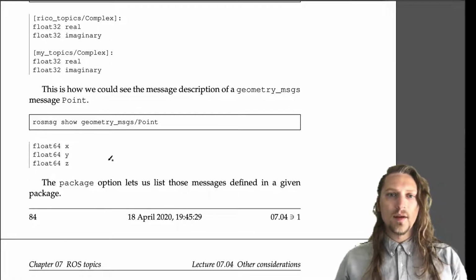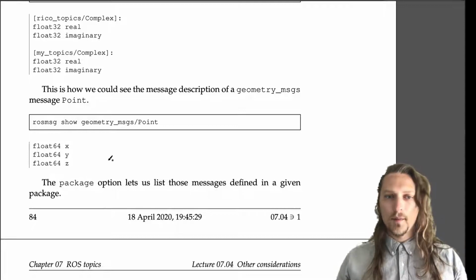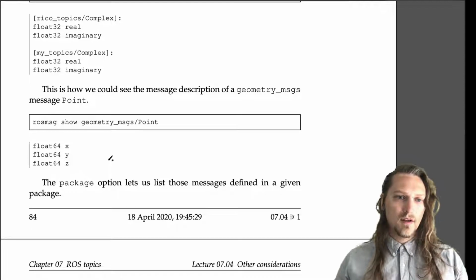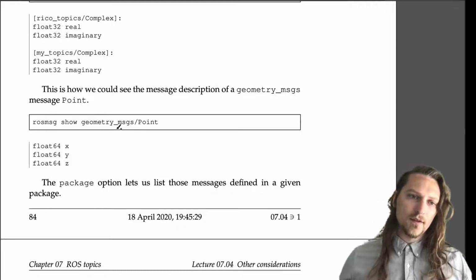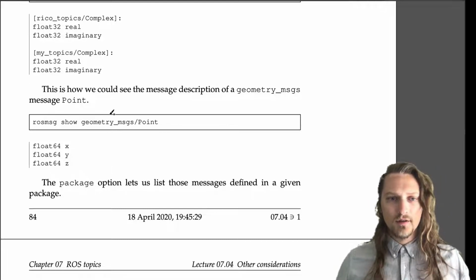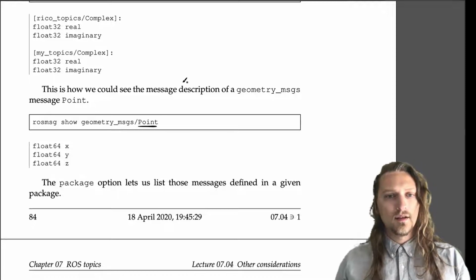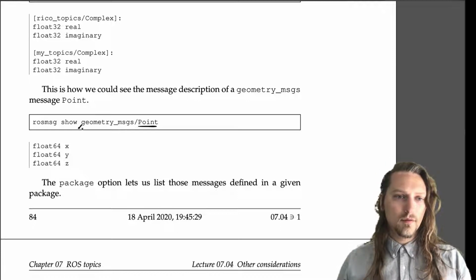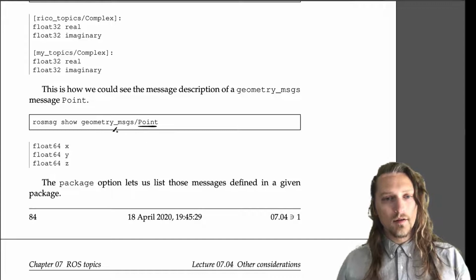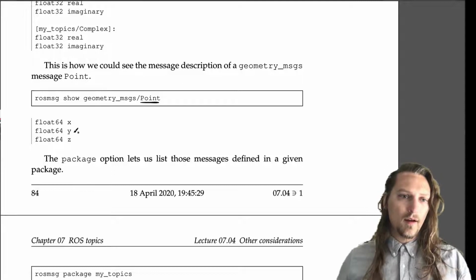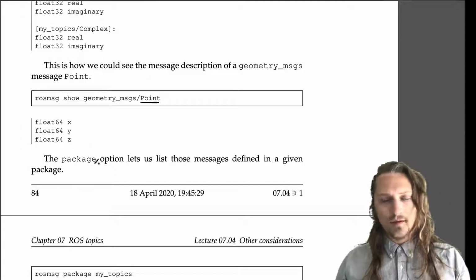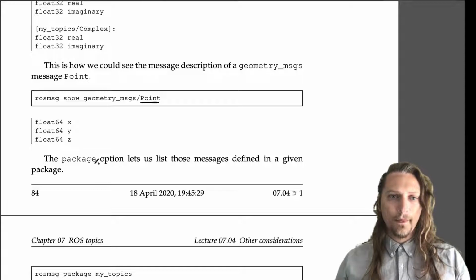This is how we could see the message description of a geometry_msgs/Point. So geometry is a package that helps us describe what's going on in the world in three-dimensional space. And one of the message types that are included in the geometry package is the point. So we could rosmsg show geometry_msgs/Point. And we see that the description is we have three 64-bit floating point numbers, x, y, and z, that describe a point.